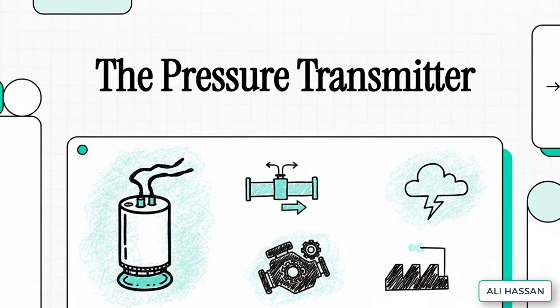Have you ever stopped to think about the invisible systems that make our world run? You know, the ones that make sure water comes out of your tap or that the lights turn on? Well, today we're going to pull back the curtain on a tiny device that's one of the unsung heroes of all of that, the pressure transmitter. We're going to find out exactly how these things work.